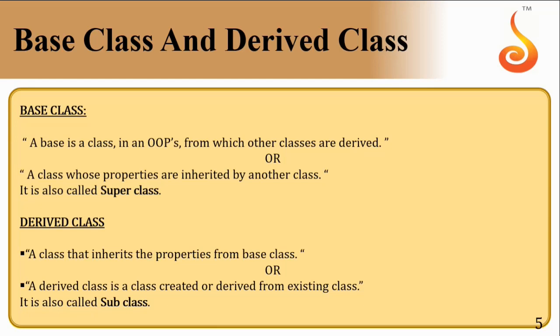Derived class is nothing but the class which inherits the properties from the base class, because it is the newly created one. The class which you create from an existing class is the derived class, and the class from which the class is created is the base class. A derived class is a class created or derived from an existing class. It is also called a subclass.